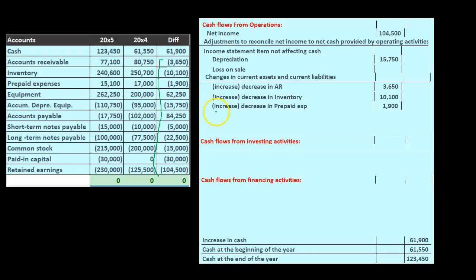So we're going to say, well, if it increases and it's a current asset, then we're going to decrease it over here. If there's a decrease, it's non-bracketed over here, then we're going to increase it over here. The reverse will be the case when we get to liabilities.